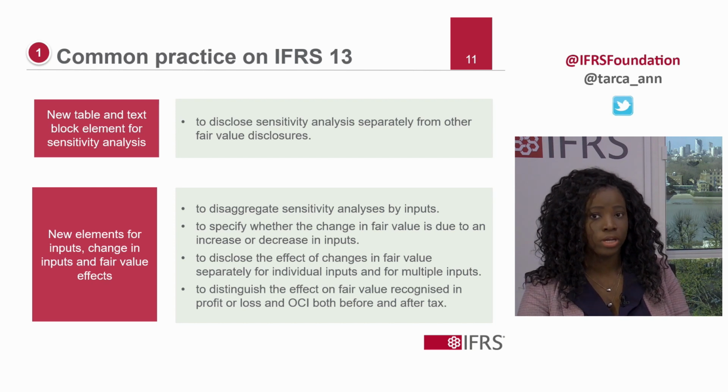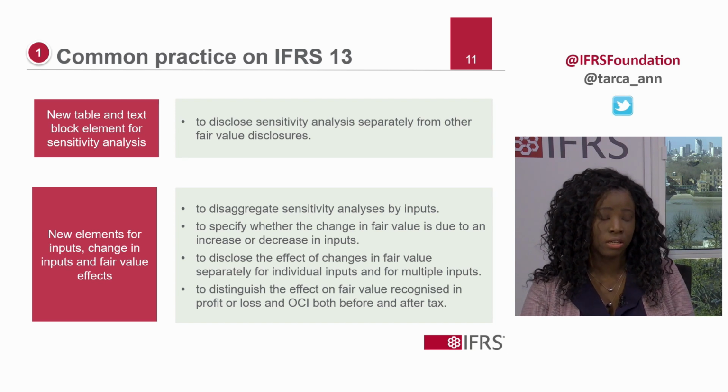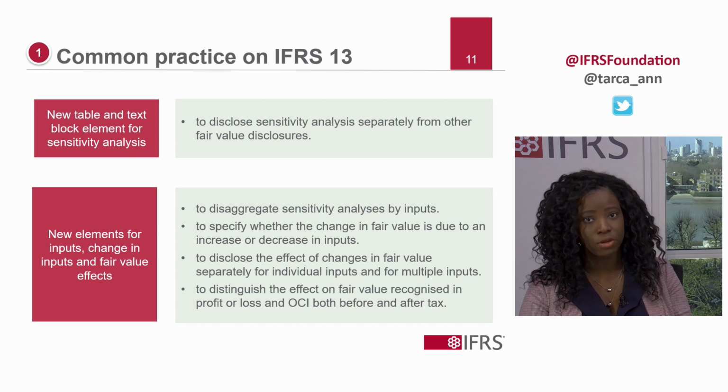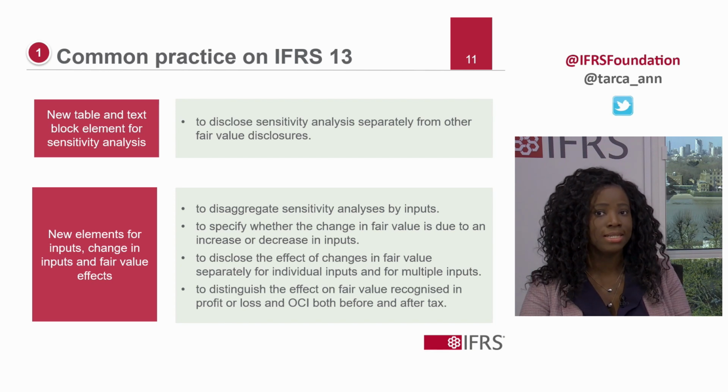In this case, we analyzed a sample of financial statements prepared applying IFRS standards. This was to identify commonly reported information on fair value measurement. As a result of that analysis, 130 new elements have been added to the IFRS taxonomy. These changes can be broken down into 4 sets. The first set of new elements are intended to make it easier to extract and analyze the sensitivity analysis of fair value measurement separately from other fair value disclosures.